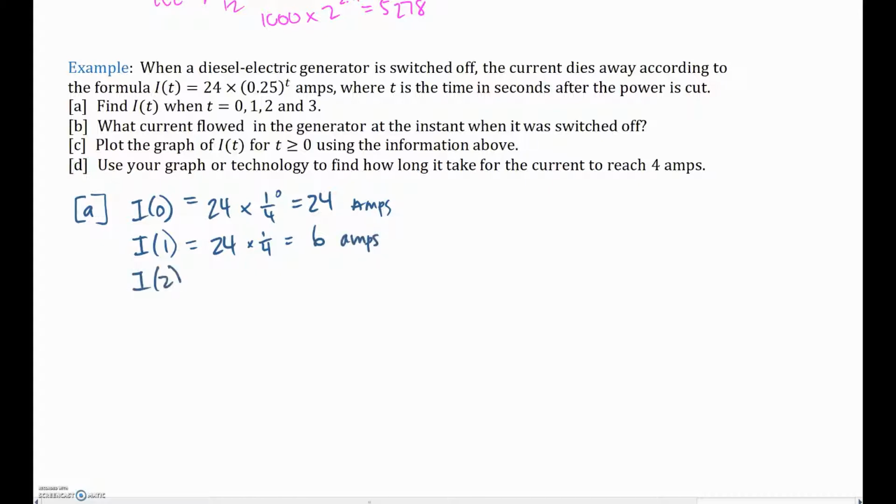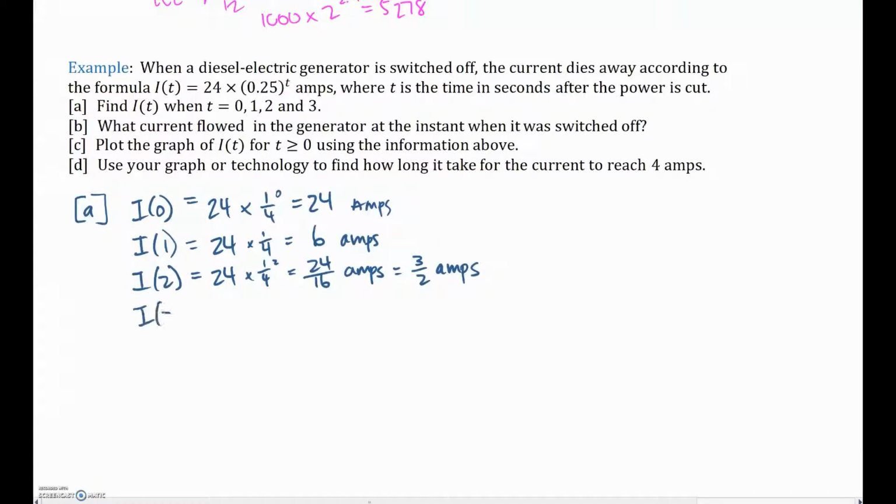2 seconds later, then you would have 24 times 1/4 squared, which would be 1/16th, and that would be 24/16 amps. I guess I could pretty that up. What is that? 12/8, which is 3 halves? 3 halves, I believe, amps. So you can see that this thing is slowly getting down, 1.5 amps.